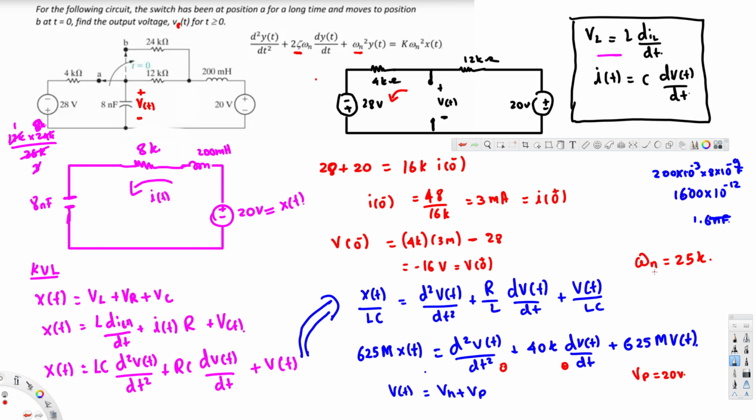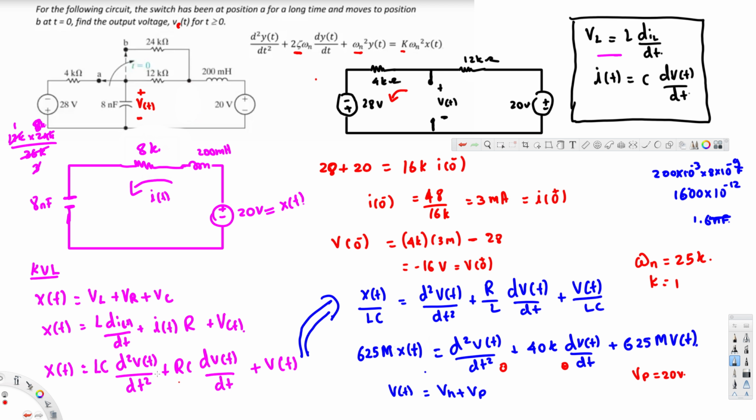If you compare, the value in front of x of t is k omega n square. So if omega n square is equal to 625 mega, and the value in front of x of t is also 625 mega, you can see the k value must be 1, because only in that way can omega n square and k omega n square have the same value. So k is also equal to 1. Now we can find our zeta value. Here 2 zeta omega n is the value in front of dv of t over dt, and in our case that's 40k.